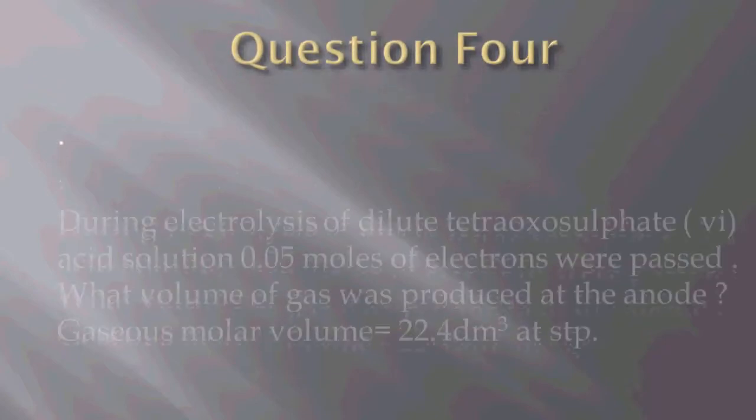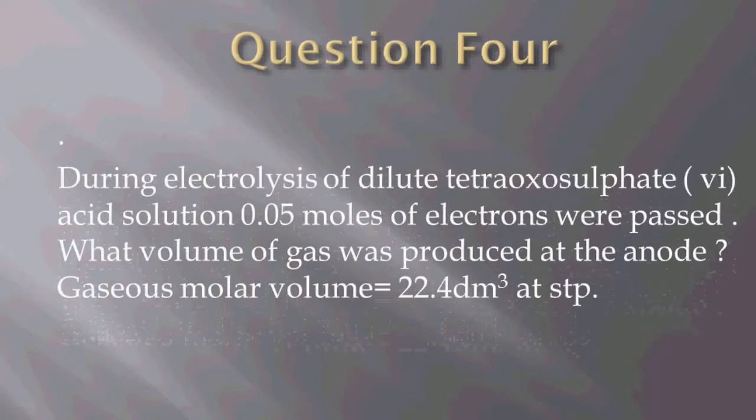Question number 4. During the electrolysis of dilute tetraoxosulfate(VI) acid solution, 0.05 moles of electrons were passed. What volume of gas was produced at the anode? Gaseous molar volume is 22.4 dm3 at STP.